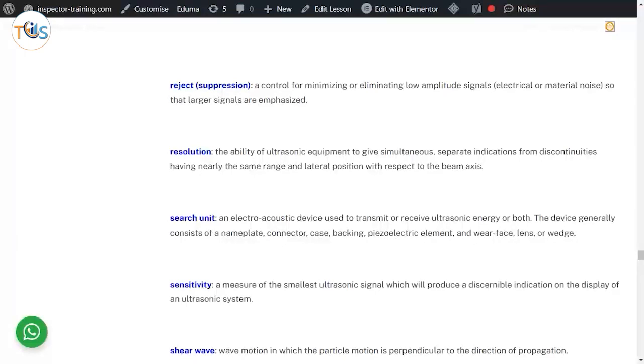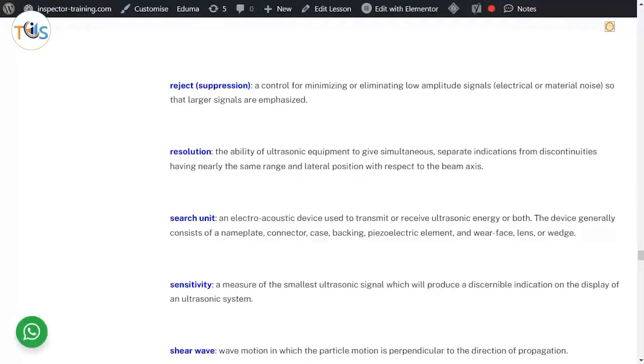And search unit is a probe, actually what they call an electroacoustic device to transmit or receive ultrasonic energy, or both of them. So it can be a dual search unit or a single search unit, which is one sends signal and one receives it. So one should be at one side of the weld, the other one should be on the other side of the weld. Now if you use a dual search unit, which is both receiving and transmitting, then you just need to scan from one side of the weld to receive a signal.